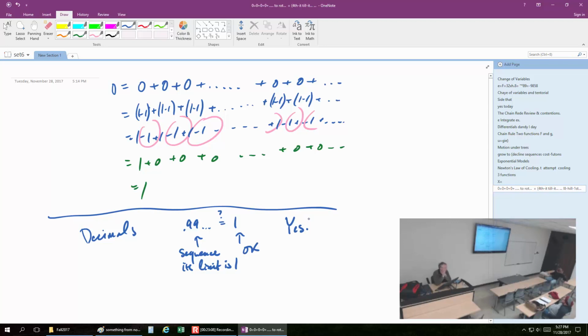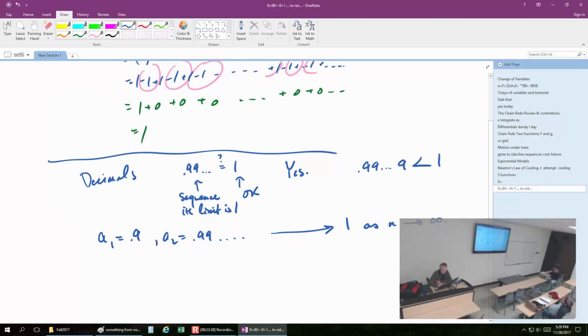In that sense. Even though every truncation of our number on the left, no matter how many 9s you take, if you stop at some point, it will be strictly less than 1, so it is not equal to 1. But if you continue on with the sequence, so you have a1 equal to 0.9, a2 equal to 0.99, and so on, this sequence will converge to 1 as n goes to infinity. Not really that hard to demonstrate.